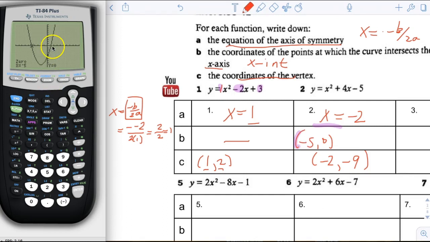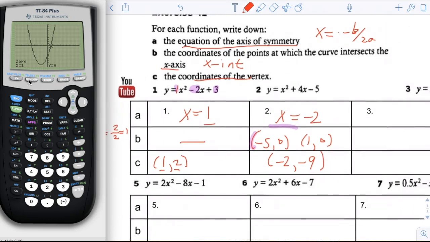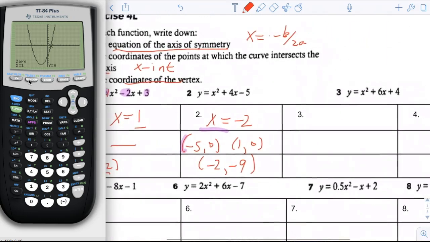And the other x-intercept is right here, let's go find that. We unfortunately have to repeat the whole procedure again. Second calc 0, left bound. Let's put the cursor around there, hit enter. We go slightly to the right, hit enter. Guess, doesn't matter where. 1, 0 is the other x-intercept. Okay, so there were two x-intercepts. One was -5, 0. The other one was 1, 0.